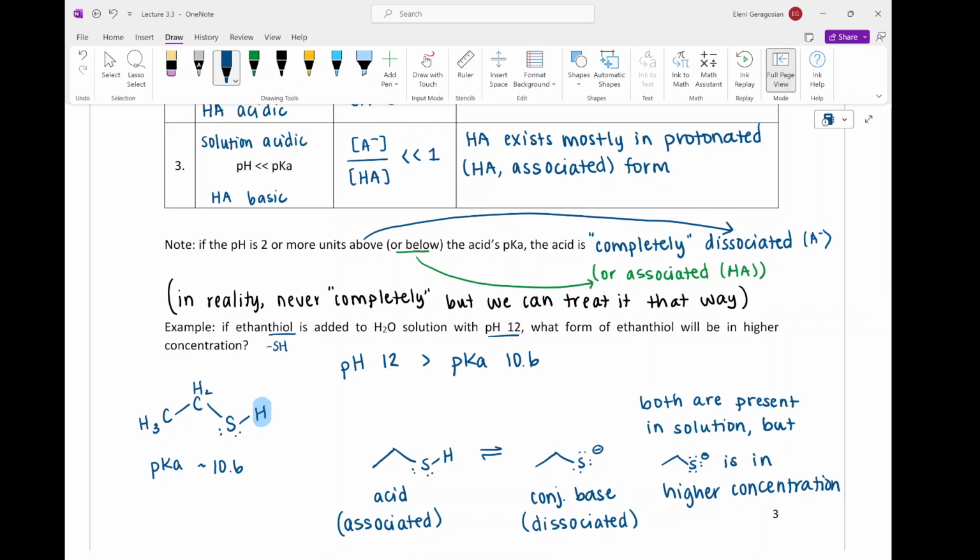This can also be represented by altering that equilibrium arrow and having a longer arrow towards the side with higher concentration, so towards the conjugate base side, and then a shorter arrow in the reverse.